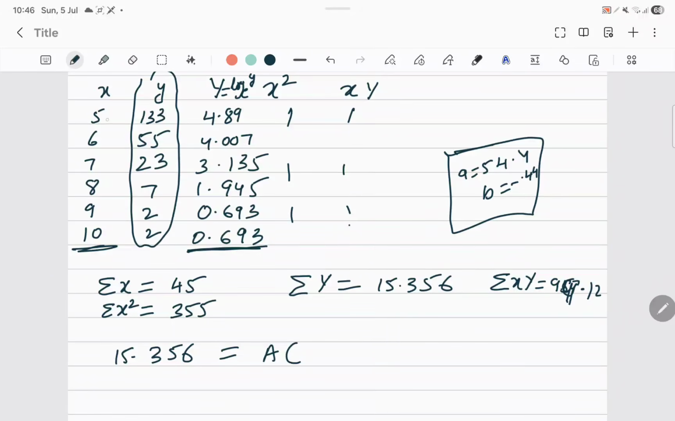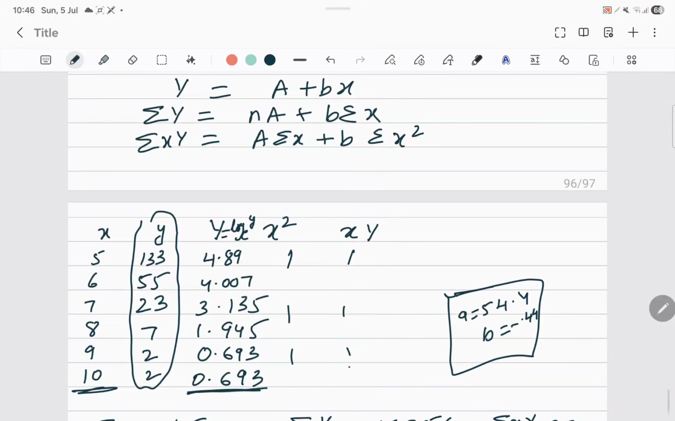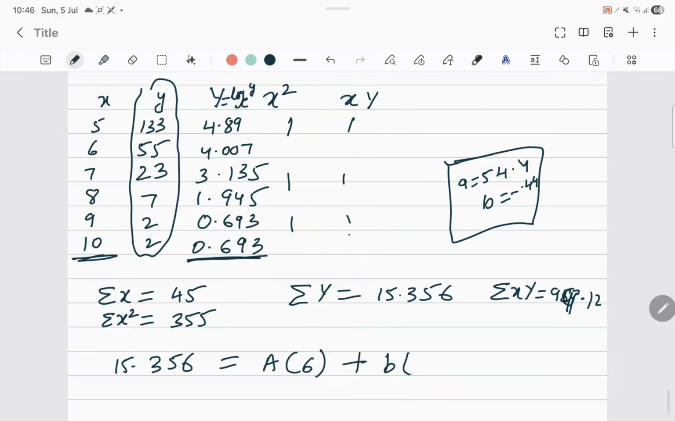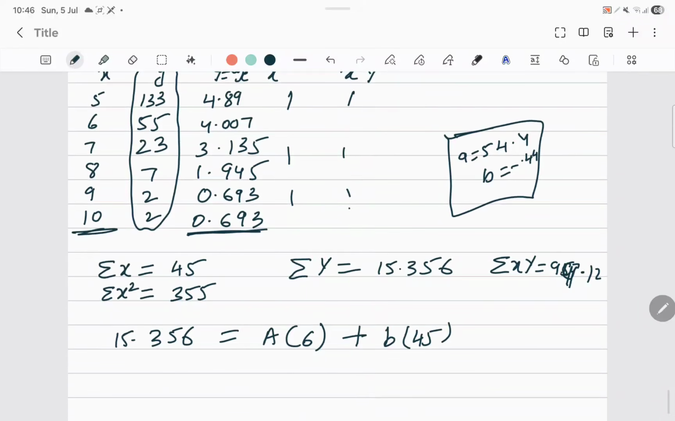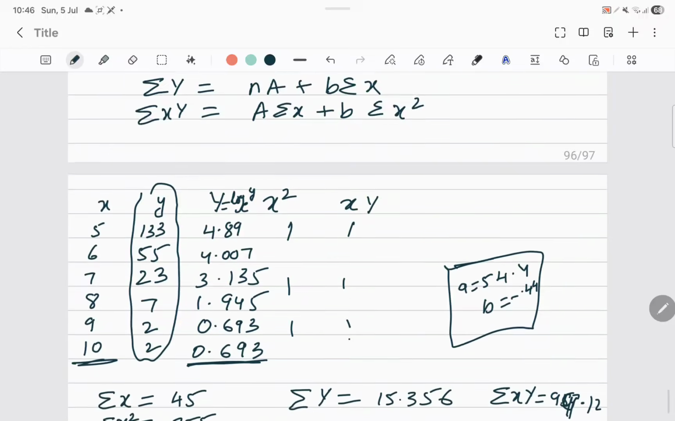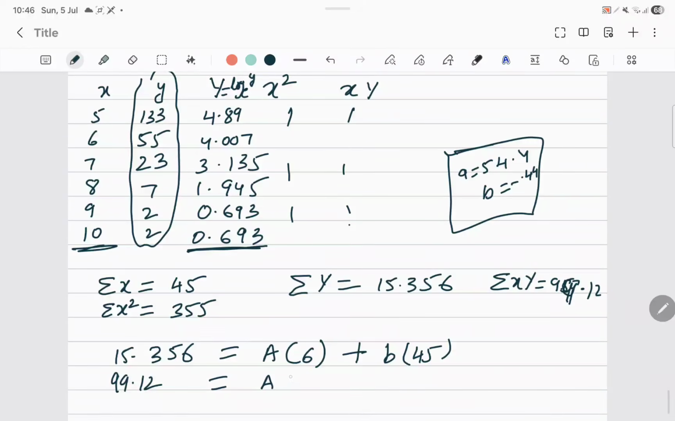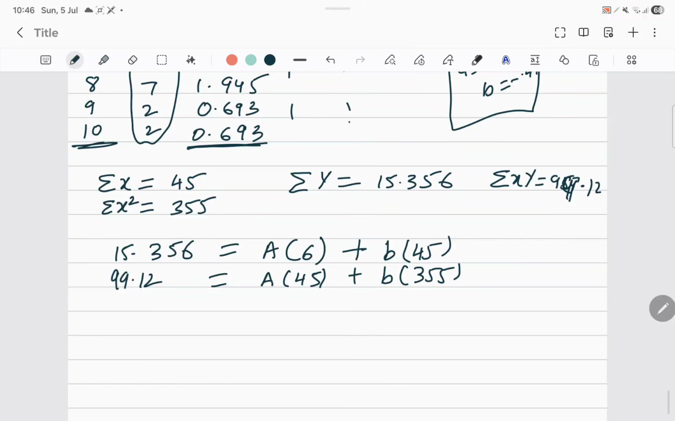So N means how many values? 1, 2, 3, 4, 5, 6. So 6A plus b summation x. Okay. So b into 45. Then summation xy. So summation xy is 99.12 is equal to, what is the next value? A summation x plus b summation x square. So a into 45 plus b into 355. So I got these two equations. Now you go to home and go to equations.